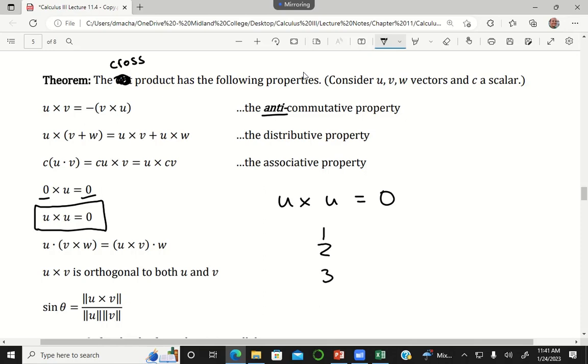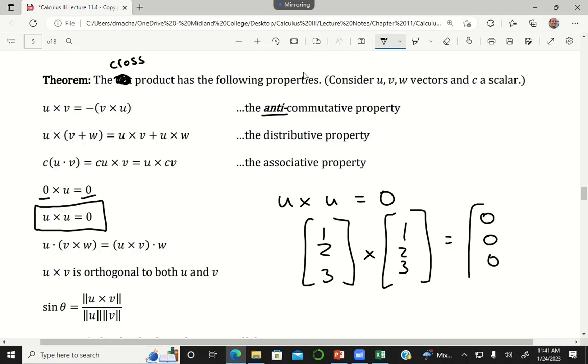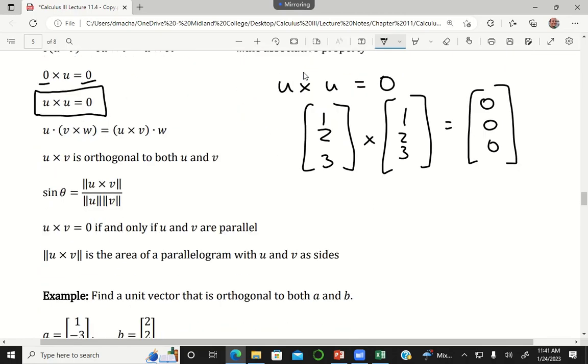Like if you have 1, 2, 3, cross 1, 2, 3, the result is 0, 0, 0. Okay? That's kind of important. Another super important one of these properties is this one. It says u cross v is orthogonal to both u and v. So that's very, very, very important to memorize. That has to be written down in your notes somewhere.